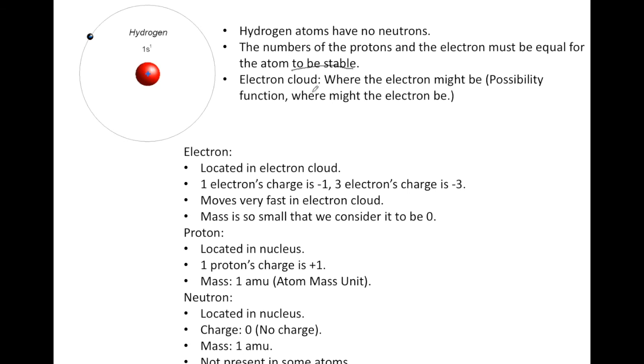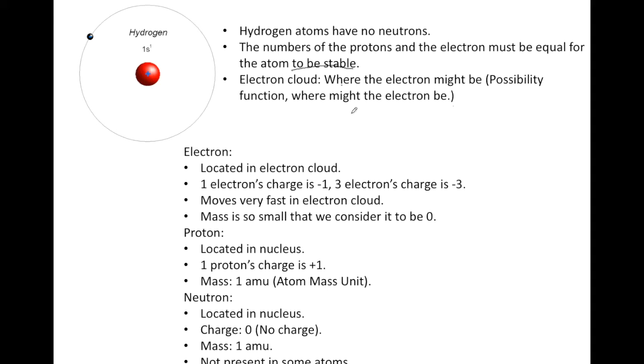Anyway, in an electron cloud, this is a Bohr model of an atom. So we see orbitals. But this is not an accurate representation of an actual atom. An electron cloud is where the electron might be. The electron moves incredibly fast, and you cannot tell where the electron is. So the electron cloud is basically like a probability function, like where the electron might be.